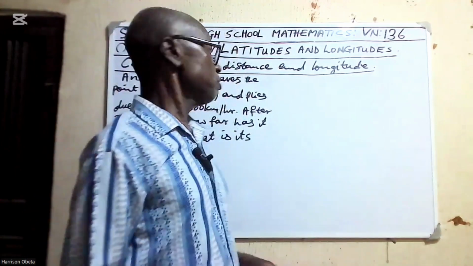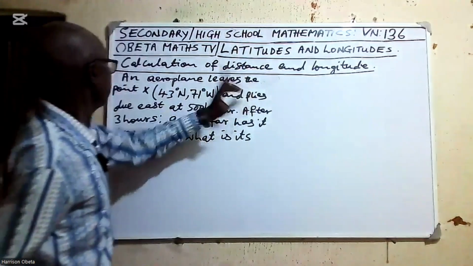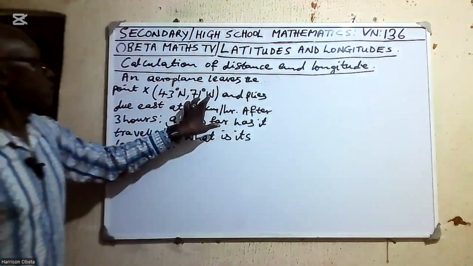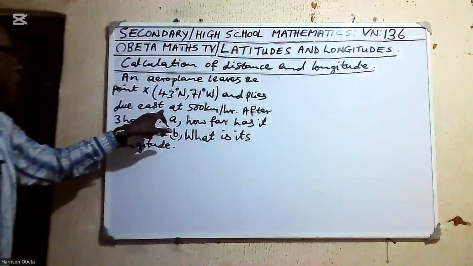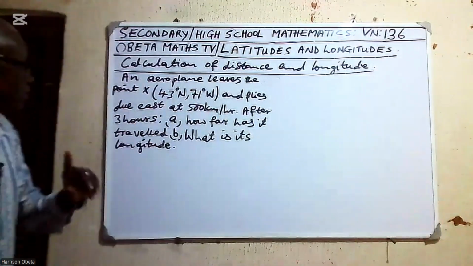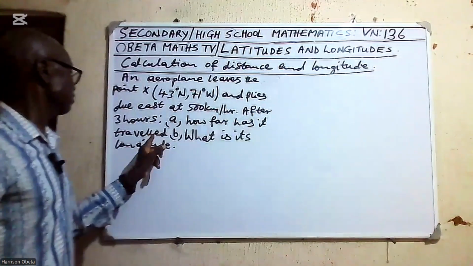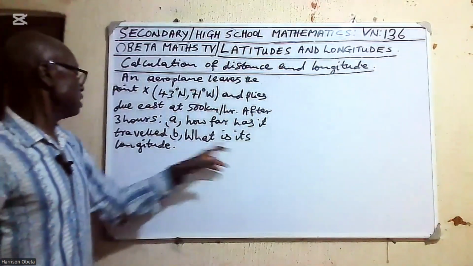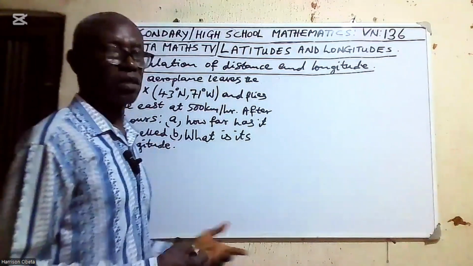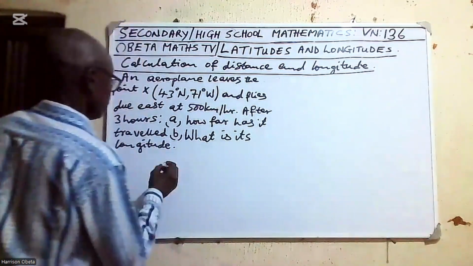I have a question on the board. An aeroplane leaves the point X, 43 degrees north, 71 degrees west, and flies due east at 500 kilometers per hour. After 3 hours, question A, how far has it traveled? B, what is its longitude? So here we are looking for distance and longitude. So we start.